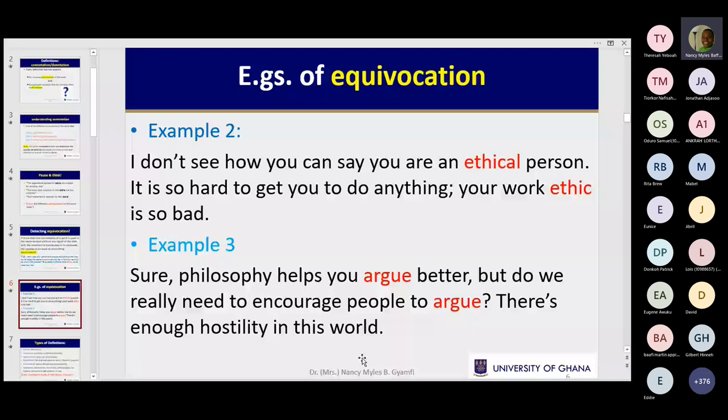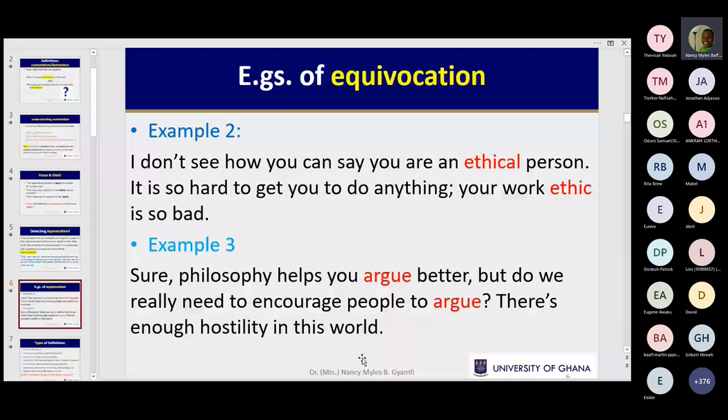Example three. Gio, philosophy helps you argue better. But do we really need to encourage people to argue? There is enough hostility in this world.